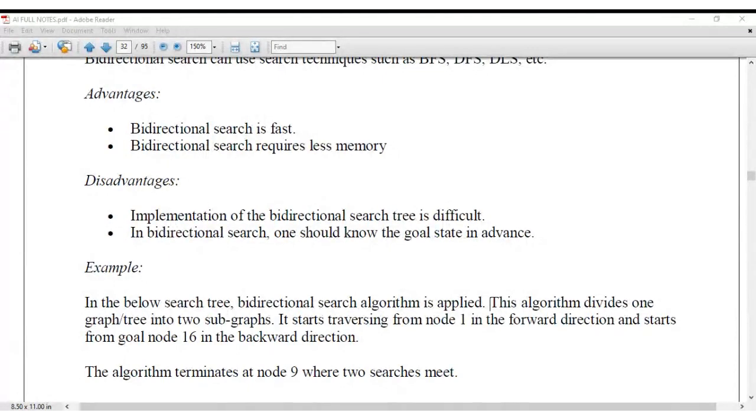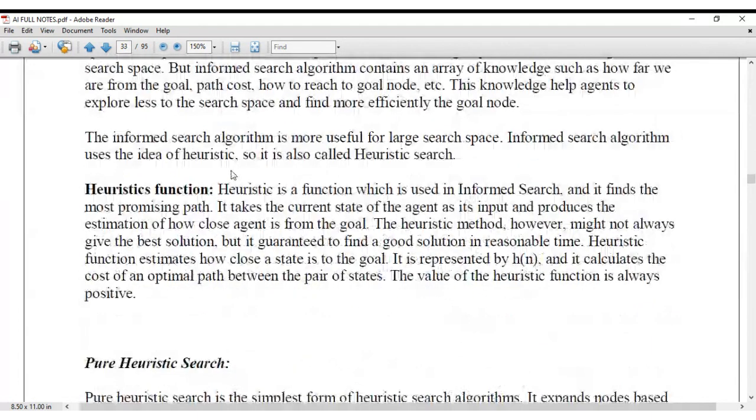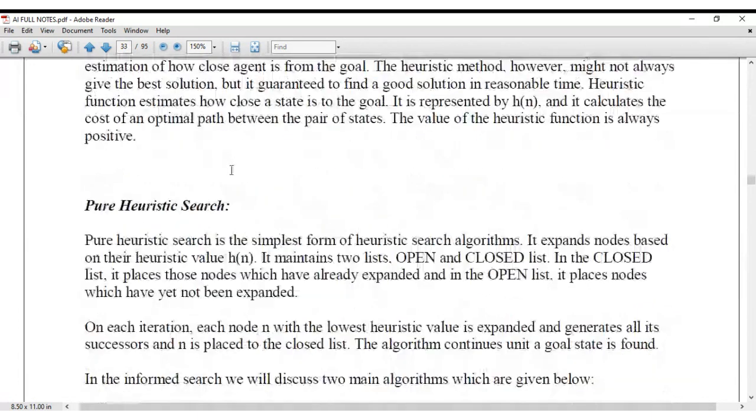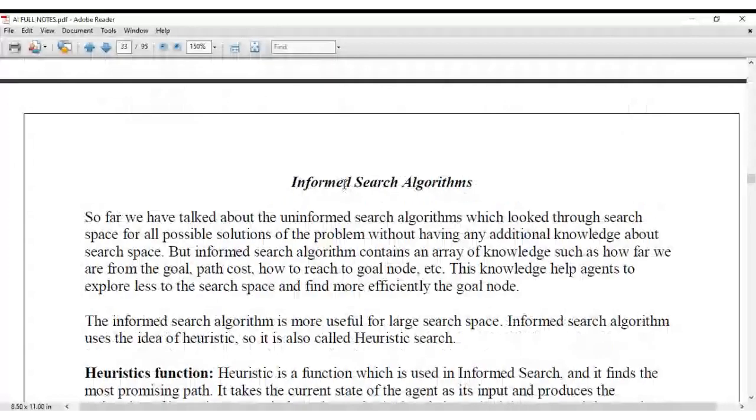So that's what we have for uninformed search algorithms. In the next class, we are going to discuss informed search algorithms, and that is going to do us good.